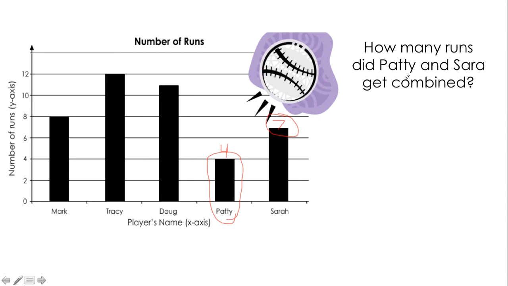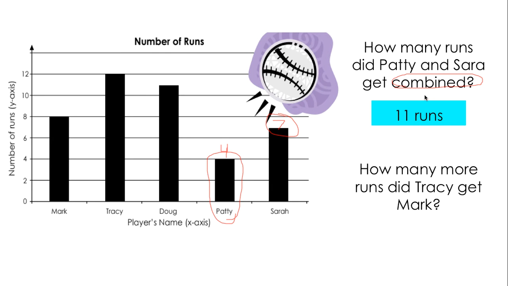Now it says, how many runs did Patty and Sarah get combined? I know that when I'm looking at a combined number, I'm going to add those numbers together. So in order to figure out how many runs they had combined, I'm going to add Sarah's 7 and Patty's 4. That gives me 11 runs combined. I also want to make sure that I include the unit, 11 runs, because I'm not talking about 11 bats, 11 balls, or 11 gloves. It specifically asks for how many runs. So 11 runs combined.